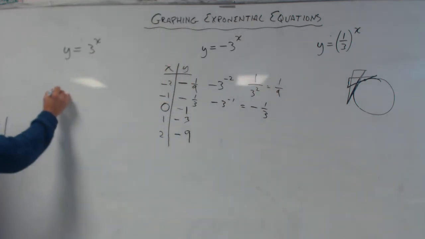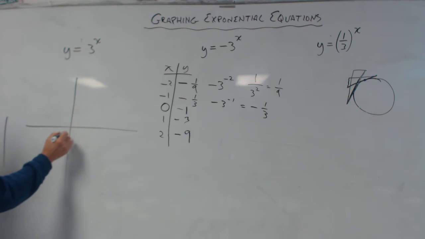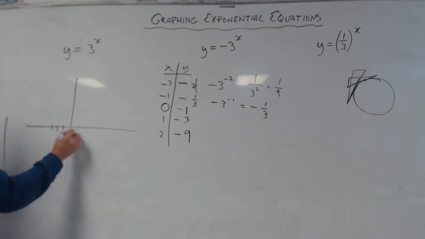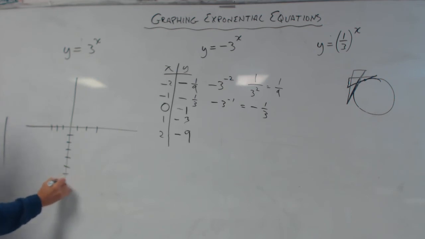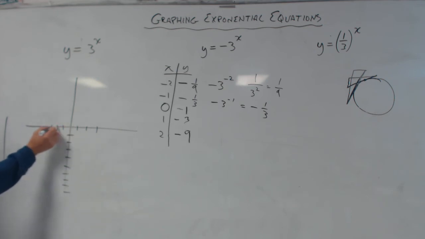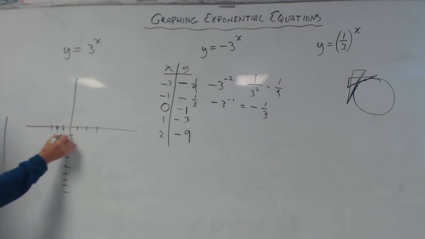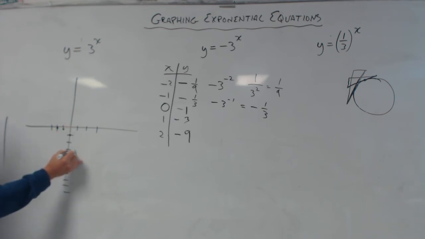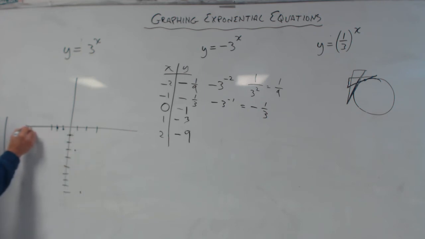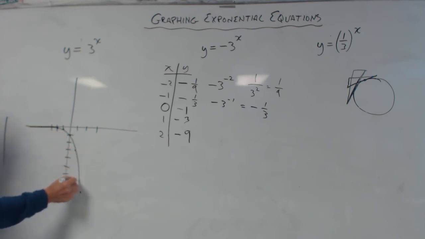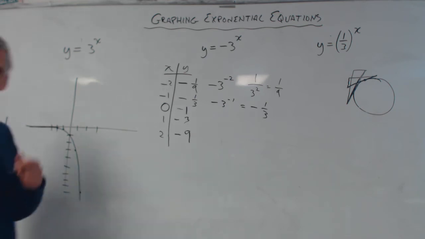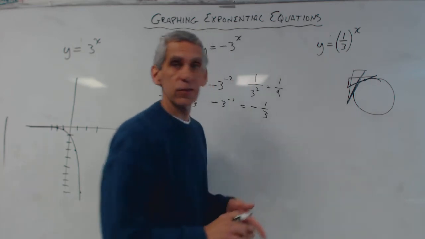So really fast, if I graphed it, where are we? So 1, 2. Okay, so it'd be negative 2, negative 1/9, right there. Negative 1, negative 1/3, right there. 0, negative 1. 1, negative 3. 2, negative 9. So here's my graph. All right, so now, last one, this one.